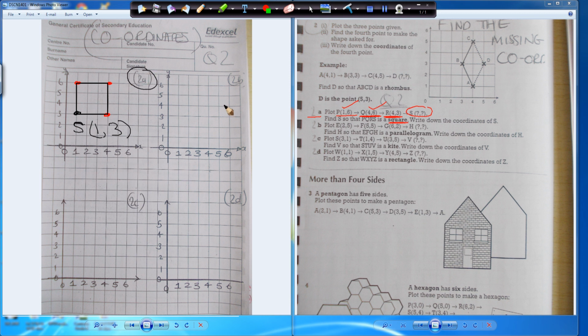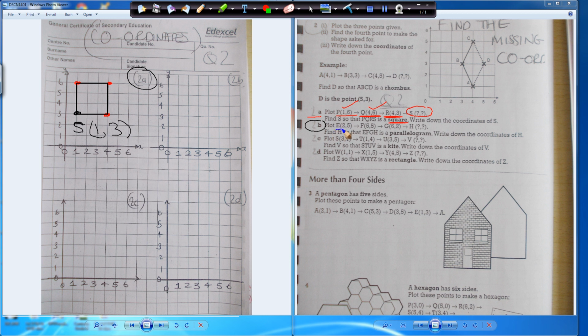Right, shall I do one more? You guys want to go for it? Should we do 2B? Yeah, 2B is the harder one, actually, the hardest one. You want me to do 2B? Okay, excellent. Well done. Congratulations. Okay, 2B. Right, let's do this together, folks.